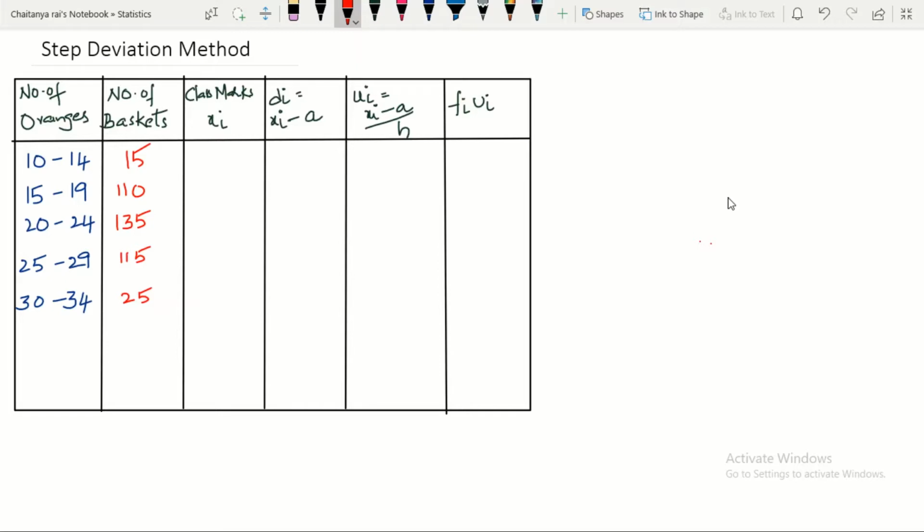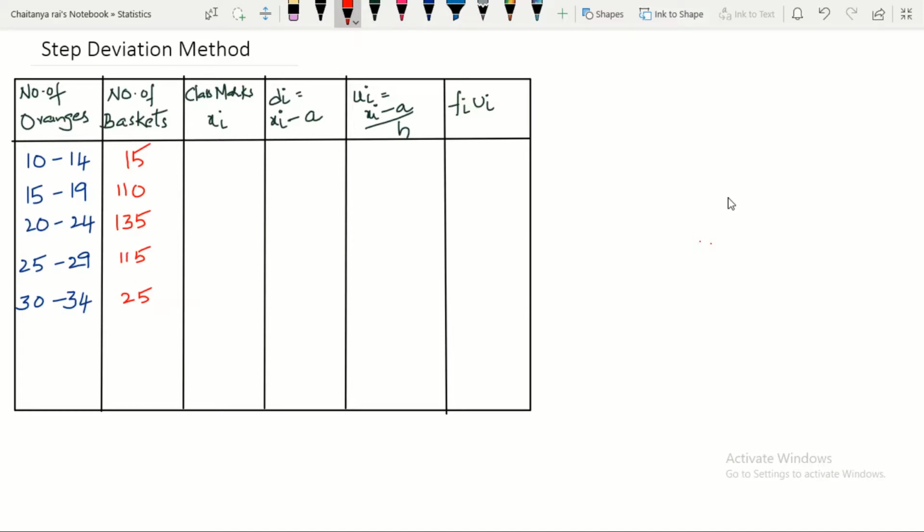This class interval is a very good example for non-overlapping classes or inclusive type of class interval. See here, in the first class the upper boundary is 14, and in the second class instead of 14 it is 15. So there is a gap between the upper boundary of the previous class and the lower boundary of the second class. So this kind of class intervals are called inclusive class intervals or non-overlapping class intervals. There is nothing to do with it, simply for your information I am giving it.